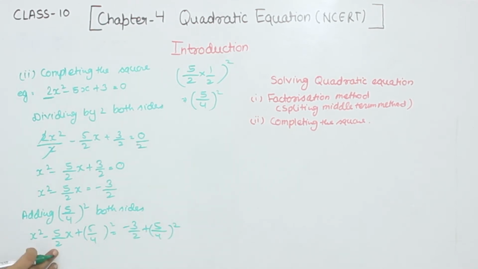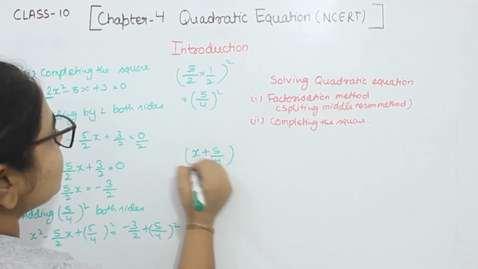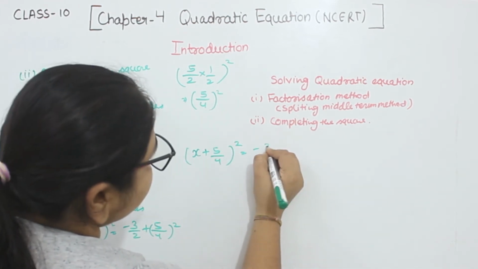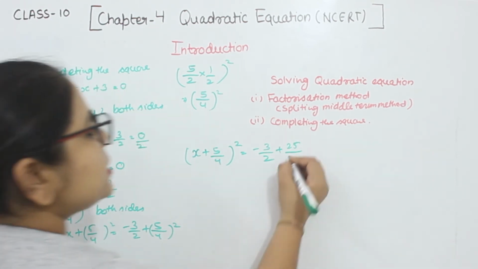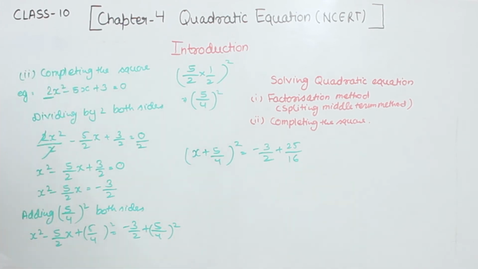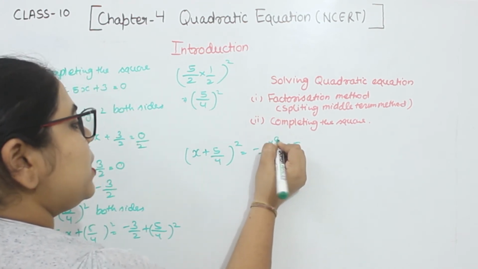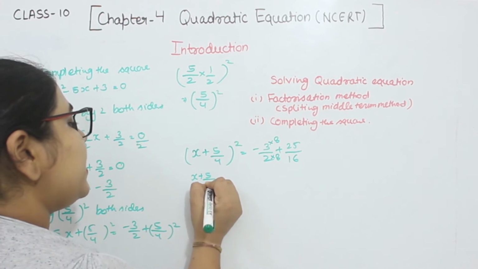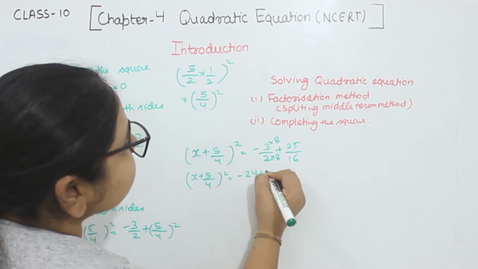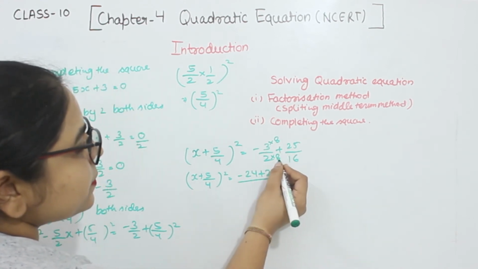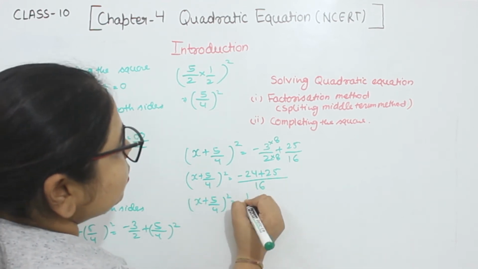Now this is of the form a square minus 2ab plus b square, so here I write it as a minus b square. And here we have minus 3 by 2 plus 25 by 16, since 5 fives are 25 and 4 fours are 16. Now for addition or subtraction, the denominator should be the same. For that we multiply by 8, and if we multiply the denominator we have to multiply the numerator also. So here we have x minus 5 by 4 square. 8 threes are 24, and this gives 60. Now x minus 5 by 4 square is equal to 1 by 60.